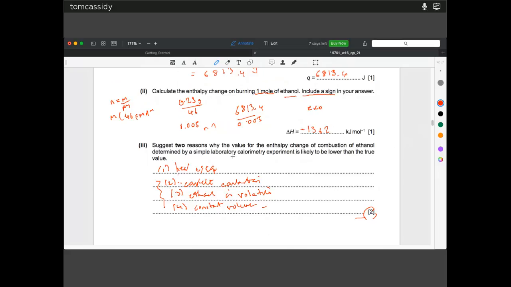So you've got the obvious reason, well, we lost some heat in the experiment because some heat was lost from the apparatus. And then you've got some of these other reasons why your true value, the value that you determined, is not the same as the true value. Okay, next one.